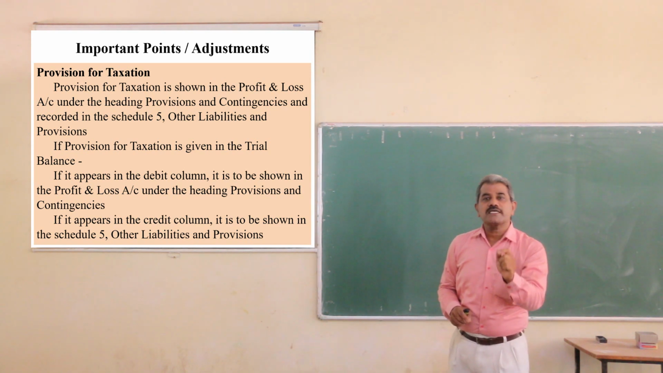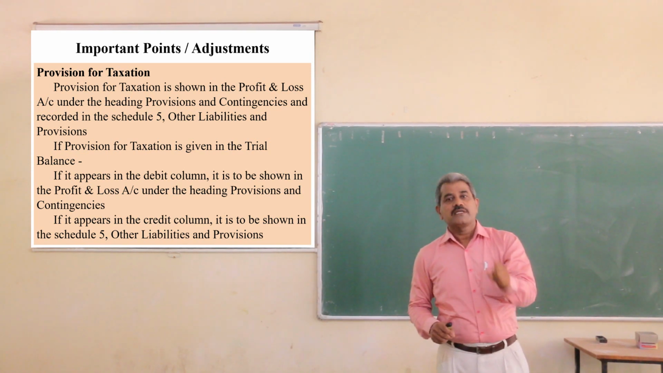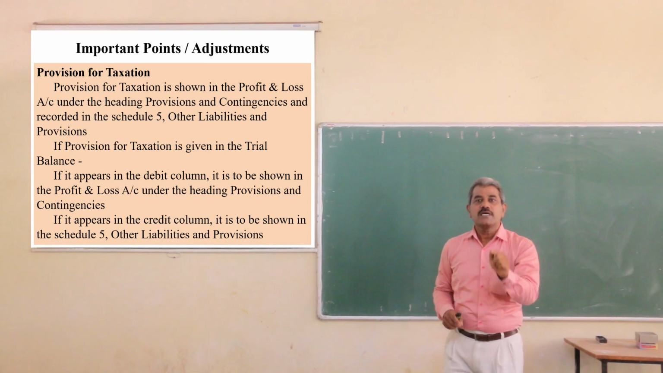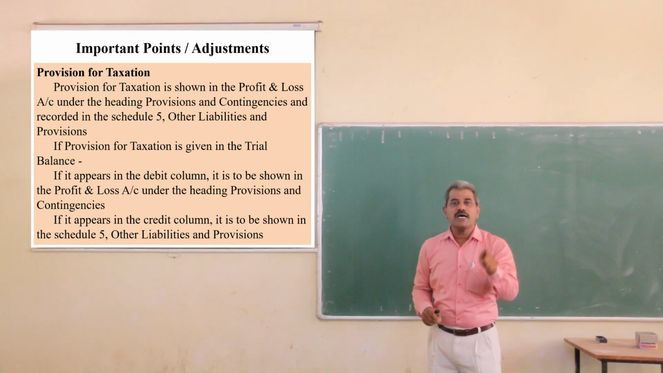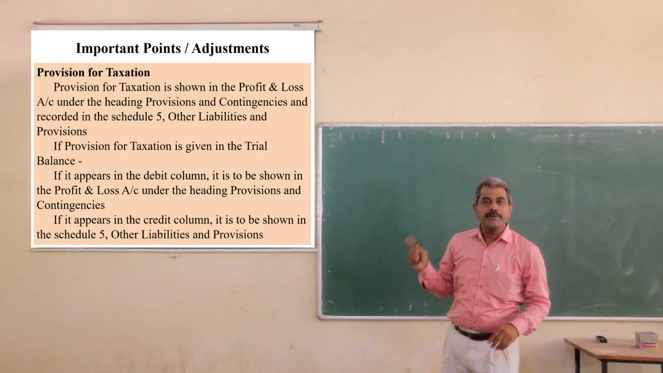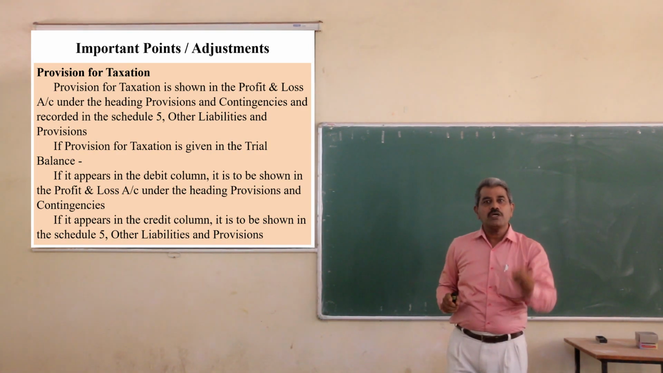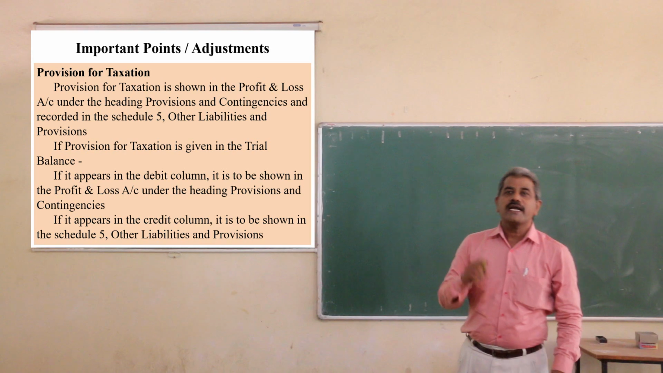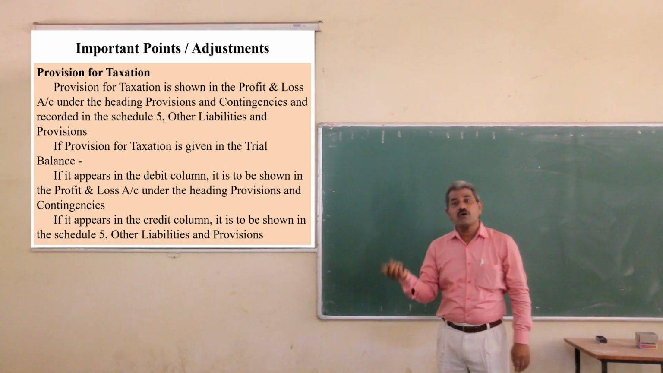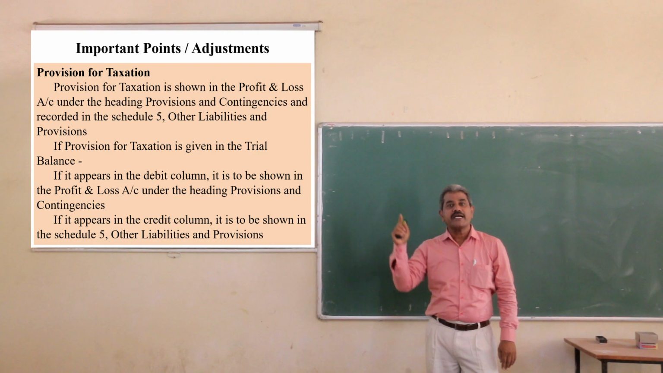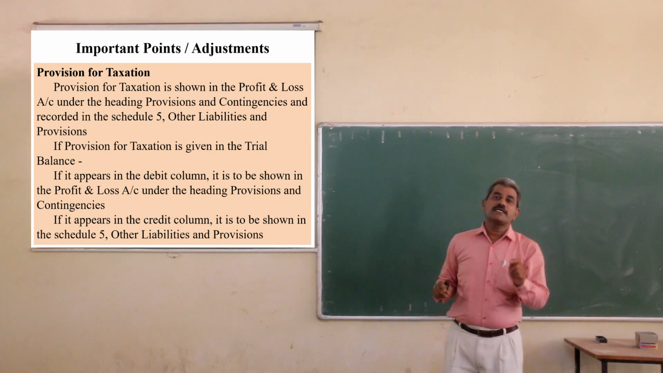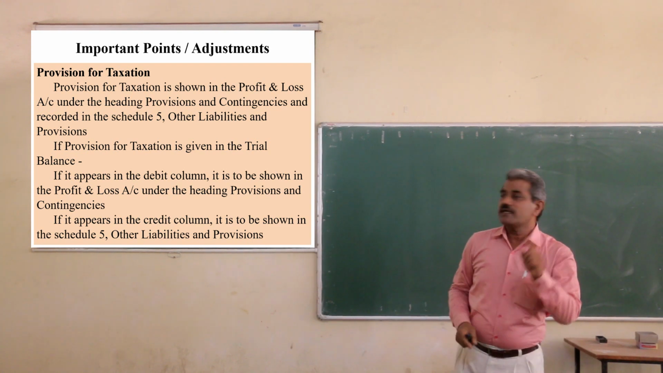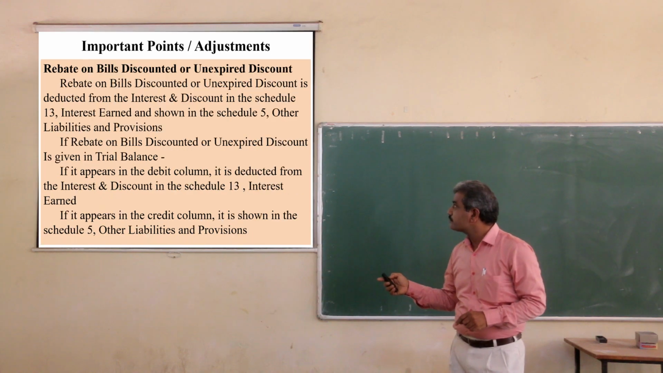If the provision for taxation is given in the trial balance, then we have to see whether it appears in the debit column or credit column of the trial balance. If it appears in the debit column, it is shown under the heading provisions and contingencies in the profit and loss account. And if it appears in the credit column of the trial balance, then it is to be shown in schedule number 5, other liabilities and provisions.